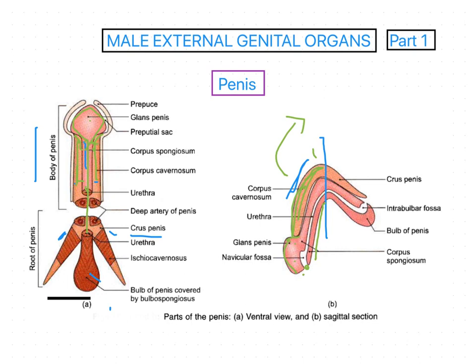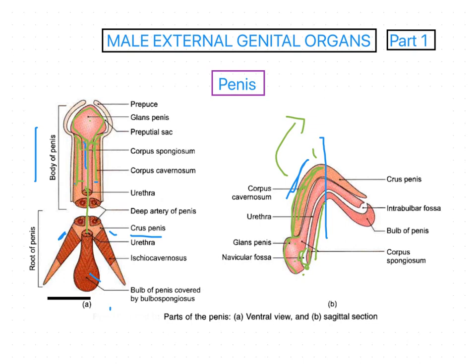So this is about the corpus spongiosum. Within the glans, the urethra shows a dilatation in the roof called the navicular fossa. Throughout the urethra, if you look at its course, you'll have two dilatations.